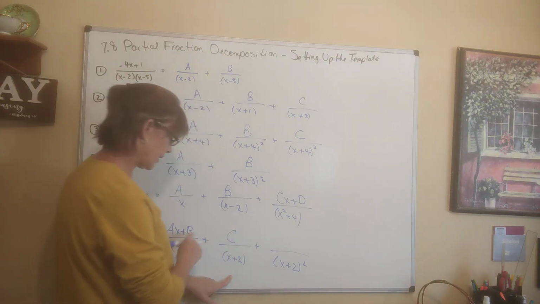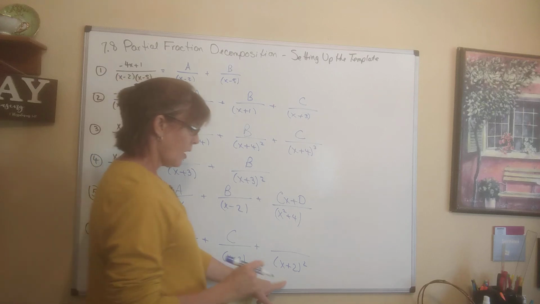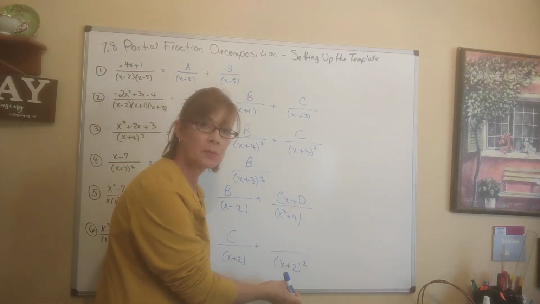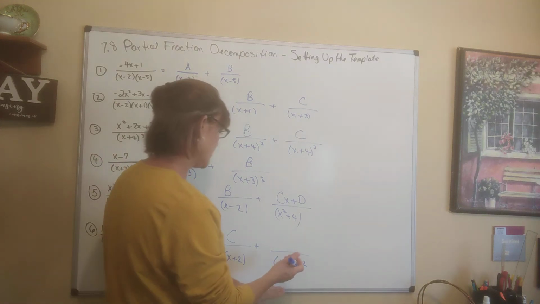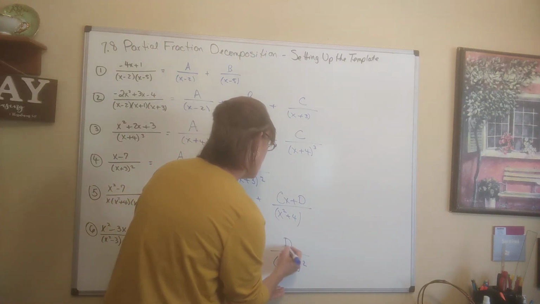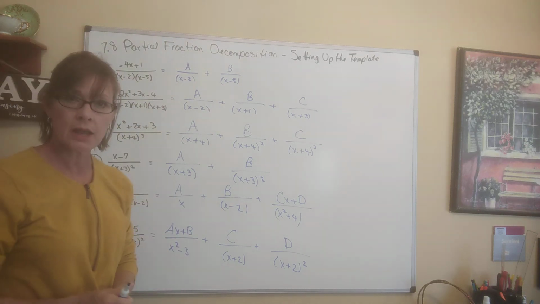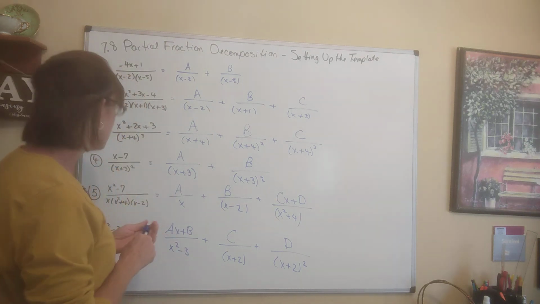I'm going to choose a different letter. I've already used a and b. This is really quadratic in nature. However, we base it on what's being repeated, which is linear. So 1 less than 1 is 0. We put D right there. This is the setup. That's how we'll do setup for these decompositions.